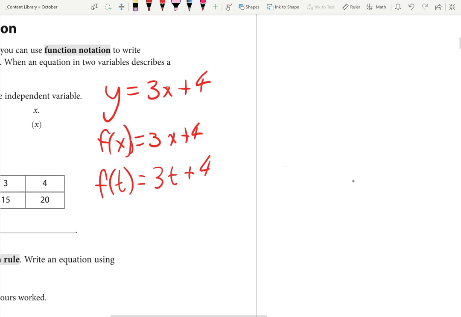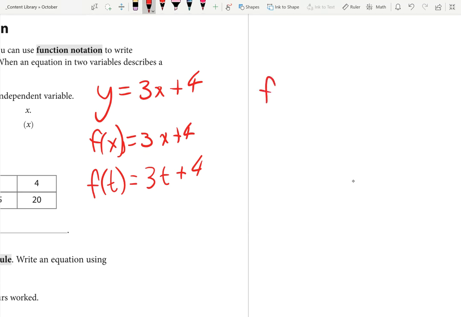But let me continue. There's a few more things I want to talk about. What if I have f of a number? What if I have f of 5? Well, what that means is the function evaluated at 5. 5 is replacing what was x, right? It's not telling us f times 5. It's not trying to tell us any kind of math like that. What it's saying is it wants you to use your function, but evaluate that function at 5.